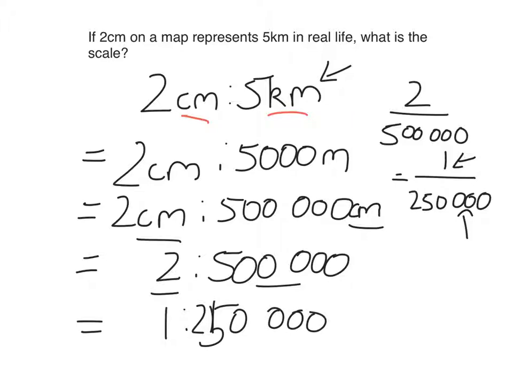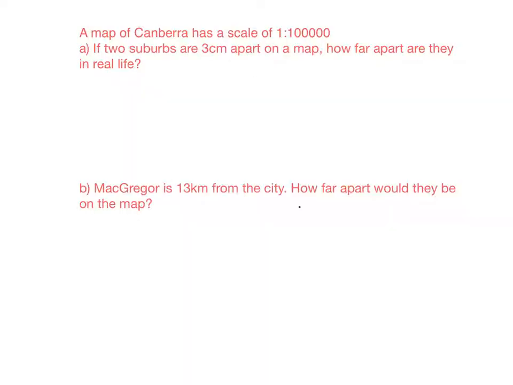250,000. So if 2 centimetres on a map represents 5 kilometres in real life, the scale of that map is 1 to 250,000. Okay, now we're going to actually use this to solve some problems involving scale drawing, so please pause and copy down if you need this example. So this is the kind of question that you will have to do.